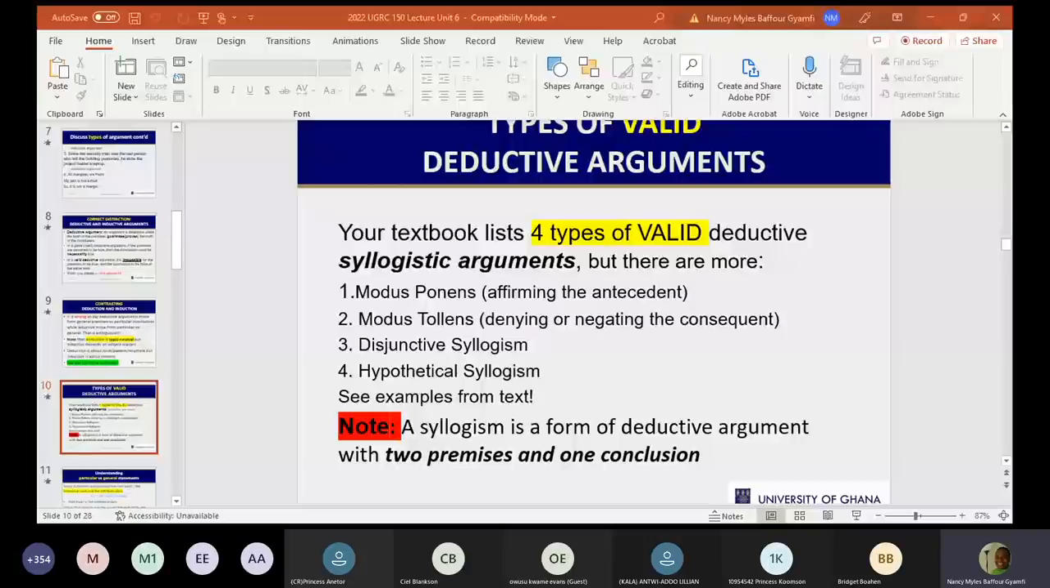Therefore, he is not perfect. So no man is perfect. For those who don't hear the difference, "Attire is a man" is modus ponens. So we affirm the antecedent. Then we say, therefore, he's not perfect, because no man is perfect.